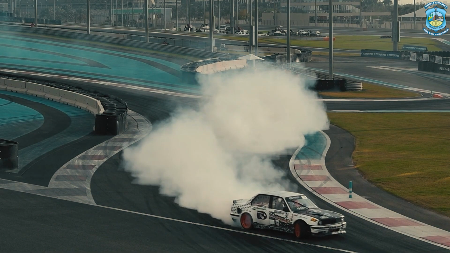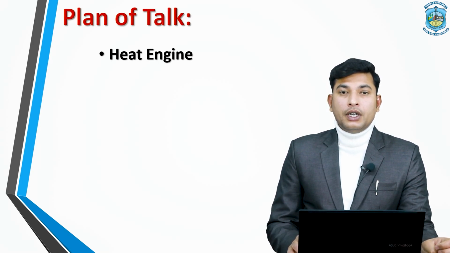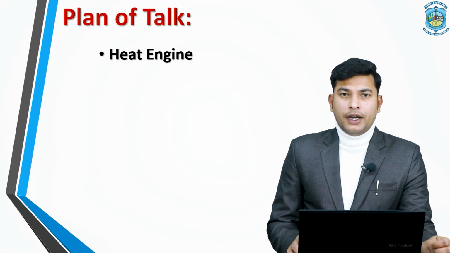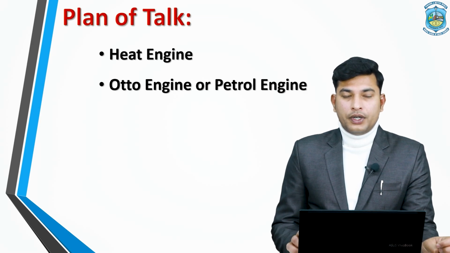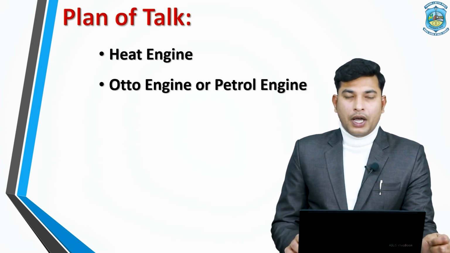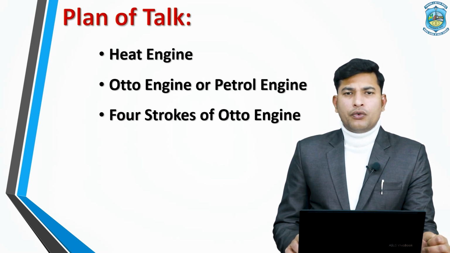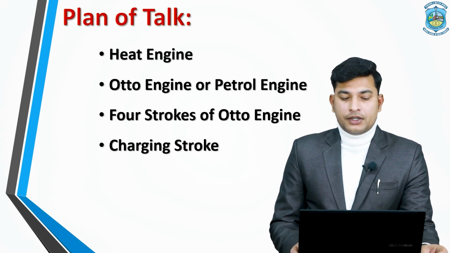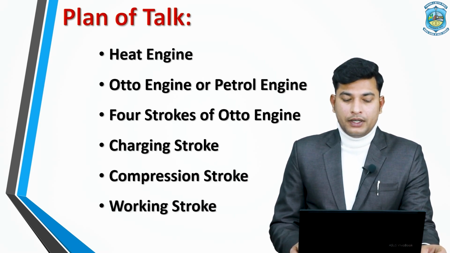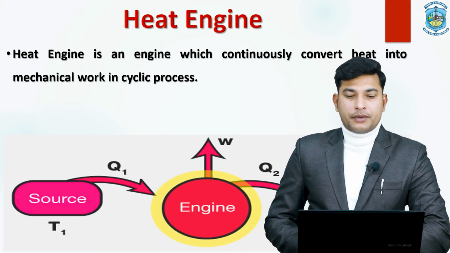engine. So today's plan of talk: we will start with a brief description of the heat engine, as we covered the details of the heat engine in the third lecture. Today we will have a brief discussion of it, and we will go into detail on the auto engine or the petrol engine, which is one type of heat engine. Then we will look at the 4 basic strokes required for the working of an auto engine, and these are the charging stroke, compression stroke, followed by the working and exhaust stroke. So let me start with the brief description of the heat engine.